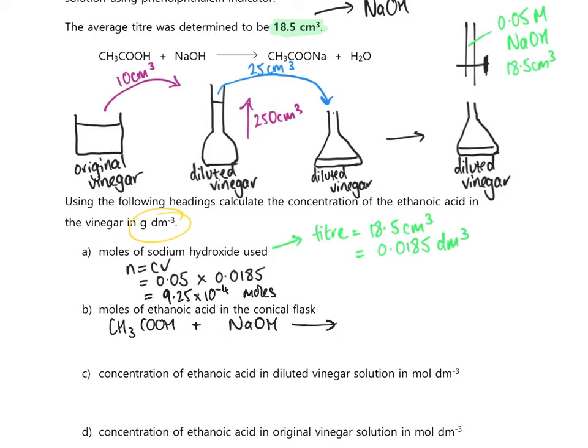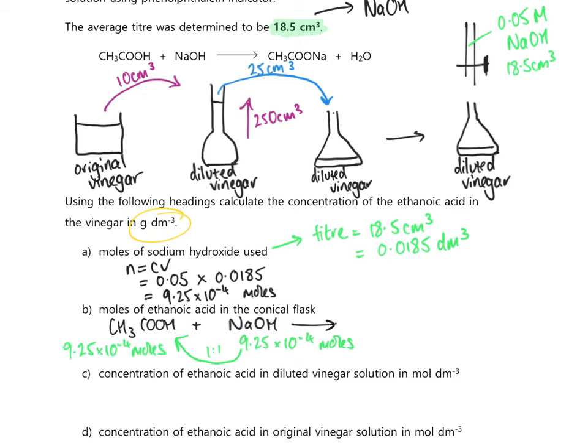Next part asks us to work out the moles of ethanoic acid in the conical flask. Well, in order to work that out, we need to use our equation for the reaction, and it is written above. So what I've done is just written the left-hand side of the equation, and that's all we really need. So we know that 9.25 times 10 to the minus 4 moles of sodium hydroxide has reacted. So how many moles of ethanoic acid were there to react with it? Well, we work that out by our stoichiometric ratio, or our balancing number ratio, which is 1 to 1.